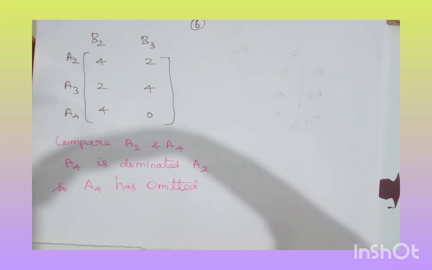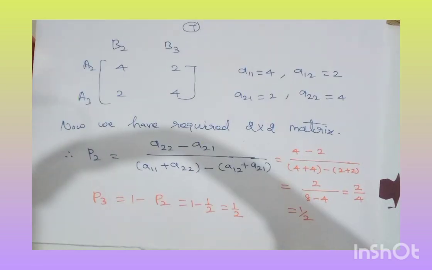After eliminating B4, the column side B2, B3 remains, and the row side has no change: A2, A3, A4. Now go to row wise checking, which is the smallest row, comparing A2 and A4. I think A4 is the smallest row, so it can be eliminated. So now we have B2, B3 fixed, and similarly row side A2 and A3. These are the four values we need, a required 2 by 2 matrix: A11 is 4, A12 is 2, A21 is 2 and A22 is 4.